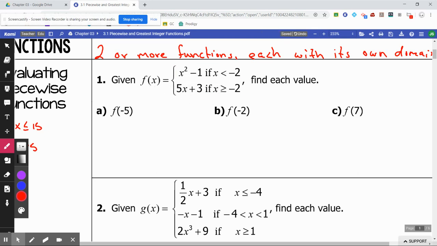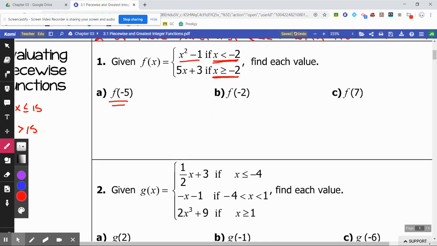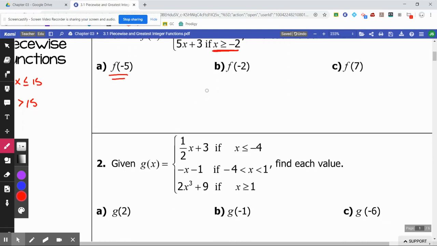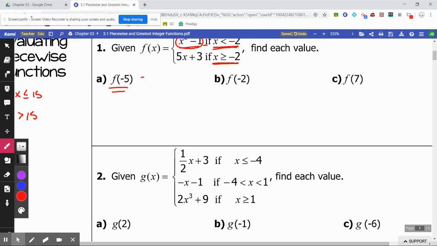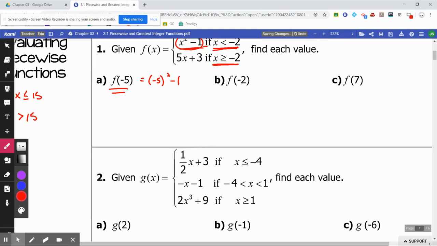function, or which part of the function, that you're going to plug into. So to find f of -5, to plug -5 in, the first question is you've got to ask yourself, where does that fall? Is that less than -2 or is that greater than or equal to -2? And we know that -5 is less than -2, so we're going to use this part. So f of x is equal to this if you're less than -2. Therefore, to find f of -5, we're simply going to do (-5) squared minus 1. We're going to plug it into that. And that's going to be 25 minus 1, which is 24.